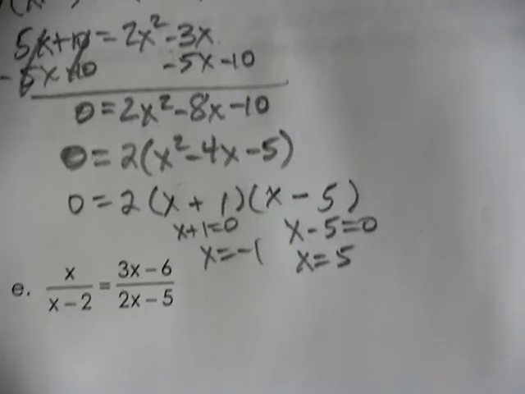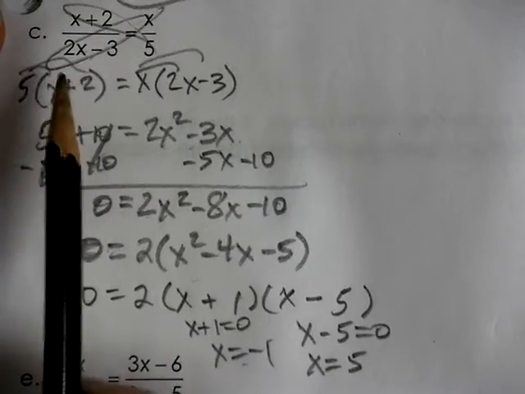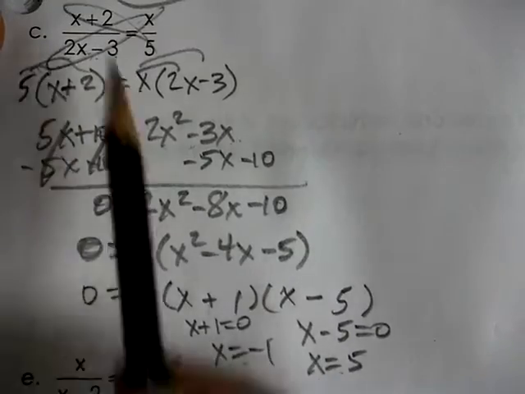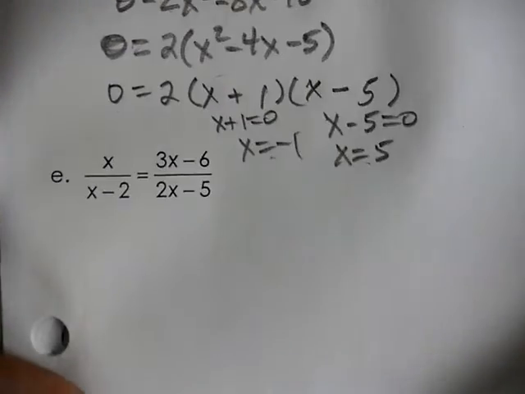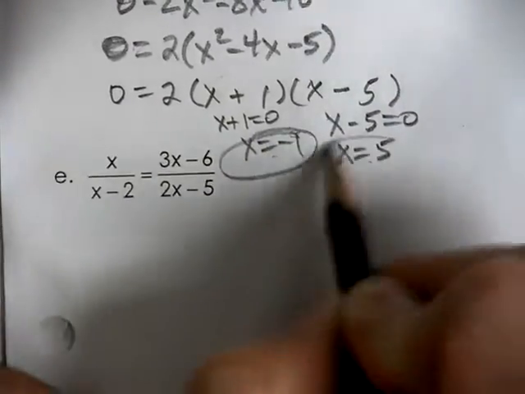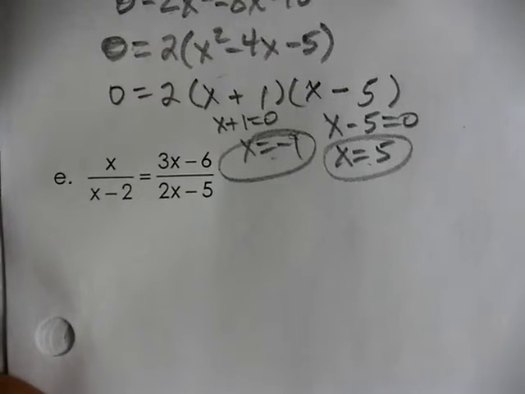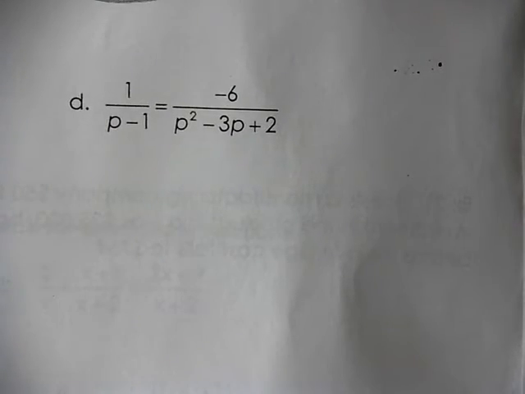We check those answers back up in our denominator. A negative 1 gives us negative 2 minus 3. That's okay. A 5 gives us 10 minus 3. That's okay. So both of these answers work. So both of those are real solutions, and we circle them. We move on to our next one.